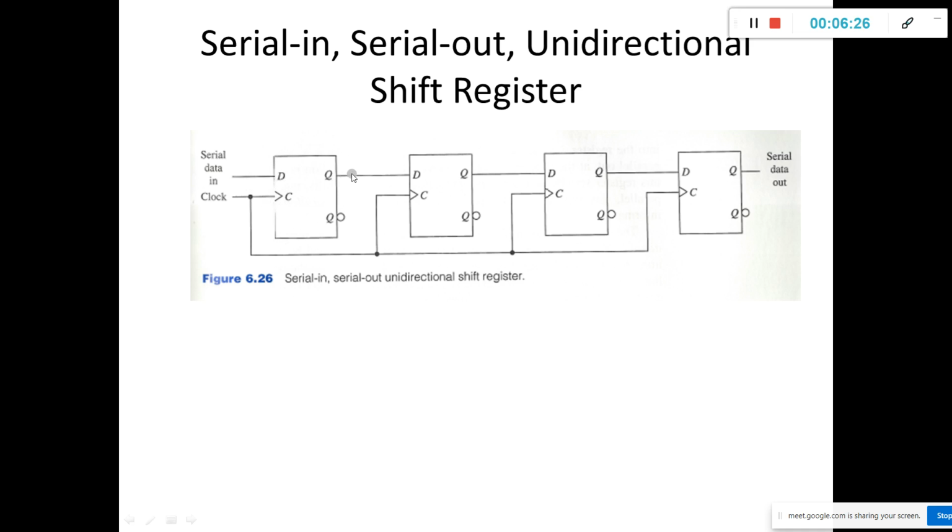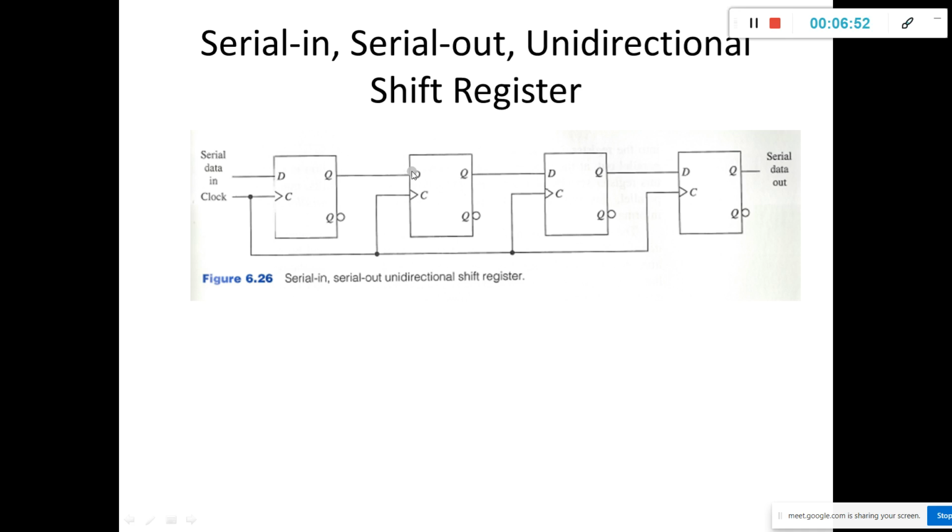If you apply 0, you are getting 0 at the output. If you apply 1, you are getting 1. It is just transferring the data, whatever it is at the input, to the output. So it is a very simple flip-flop. We can use this. We are using positive edge triggered flip-flops here.